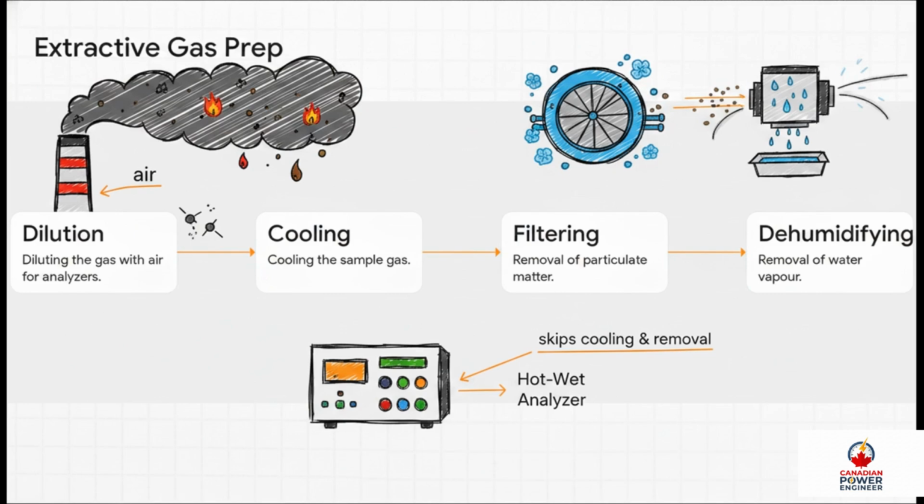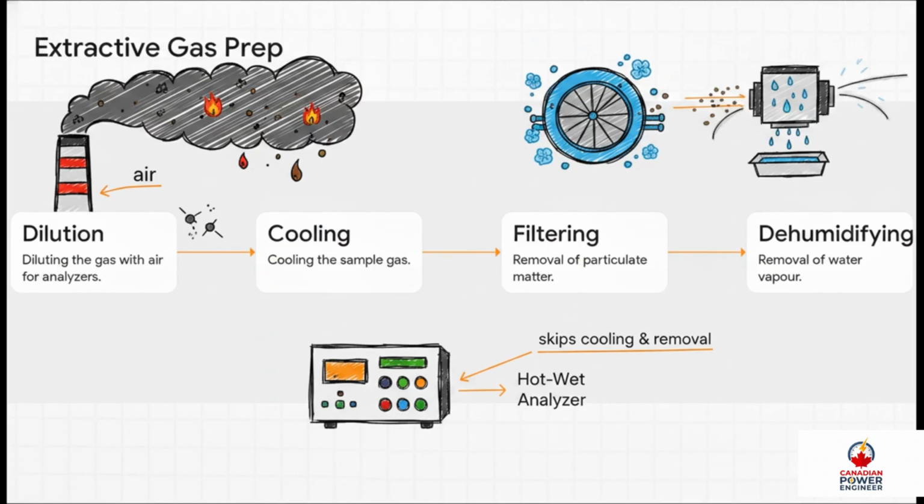Step 1 is often dilution with air, which essentially brings the gas down to a concentration the analyzer can actually read. Step 2 is cooling the sample gas down so we can safely handle it. Step 3 is scrubbing out the physical particulate matter so it doesn't clog up our sensors. And Step 4 is the removal of water vapor.